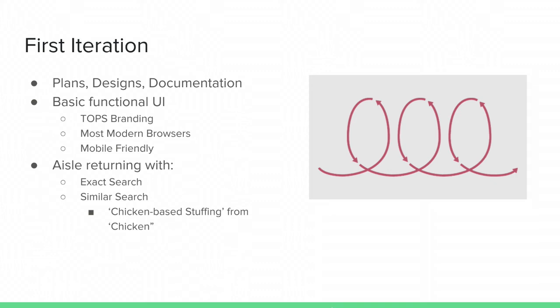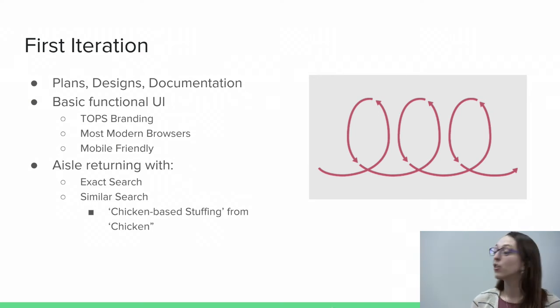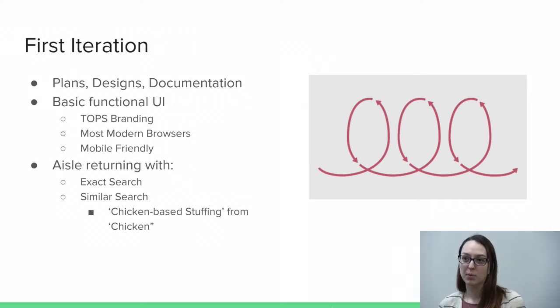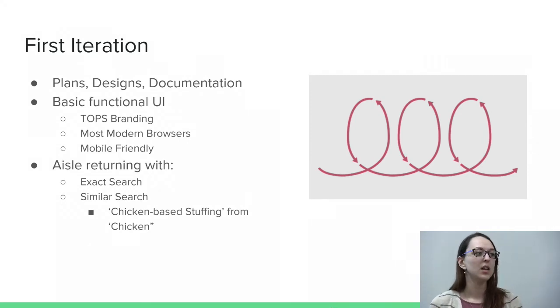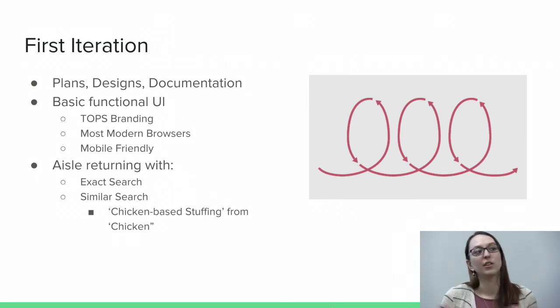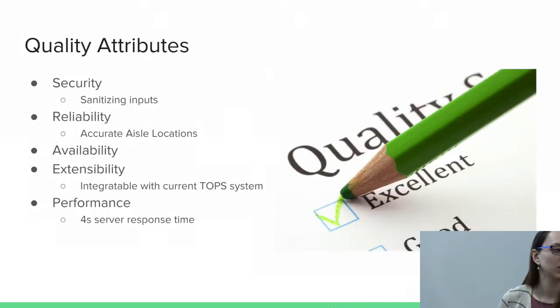Another big goal for us was a basic functional UI that followed the TOPS branding, worked for most modern browsers, and was mobile friendly, because a lot of people in the grocery store, aka all people, are using their phones. And for actual functionality, we wanted to make sure that we had the proper aisle returning with an exact search, so chicken noodle soup would show you the right aisle, and a similar search. Sometimes when users type in chicken, they might mean chicken stuffing, chicken soup, or roasted chicken, so we wanted another broad search that would show the user maybe the 10 most similar products and their aisle locations.